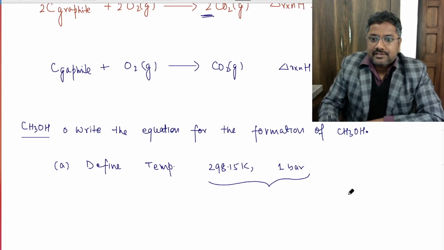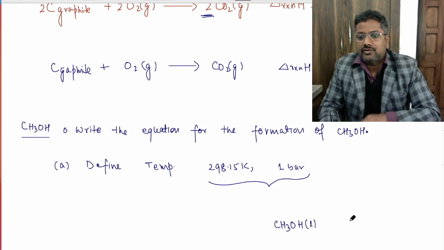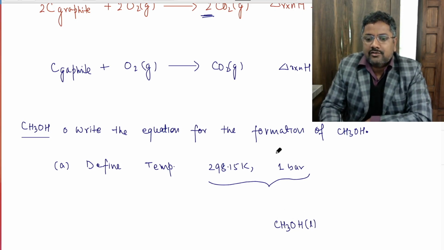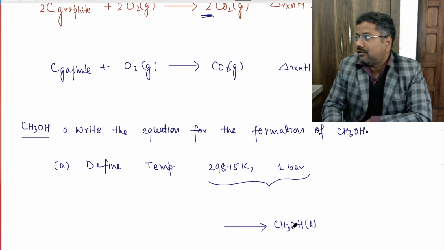So the physical state of methyl alcohol at this temperature and pressure is liquid. So you are going to design the enthalpy of formation for methyl alcohol liquid as per your chosen condition, right? So put here an arrow. What are the elements in this molecule? Strictly, you cannot take more than 1 mole.